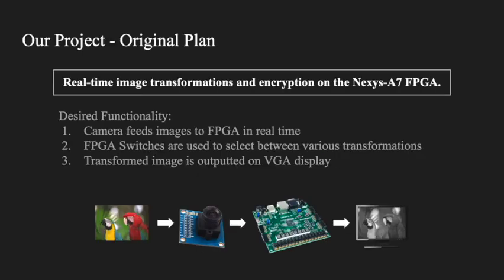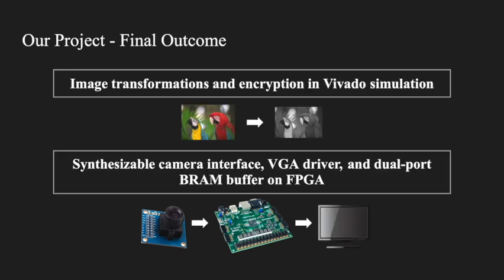Our project is about real-time image transformations and encryption on the Nexus A7 FPGA. The original plan was to have a camera inputting images to our FPGA. We would then use switches on the FPGA to select between various transformations, and the transformed image would be outputted to a VGA display. In the end, we were able to successfully simulate the image transformations and encryption.